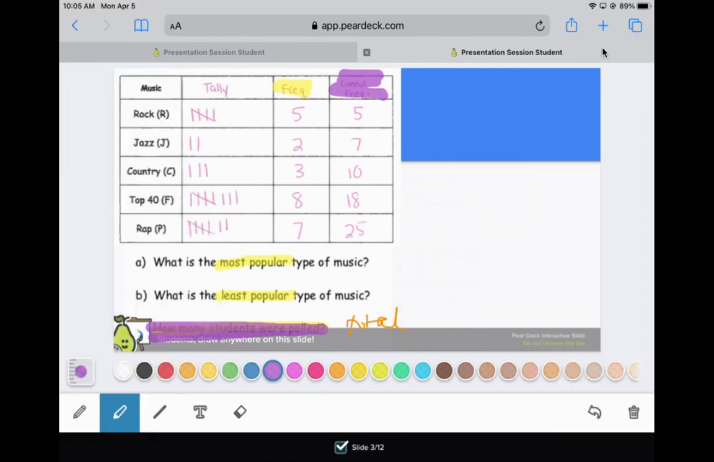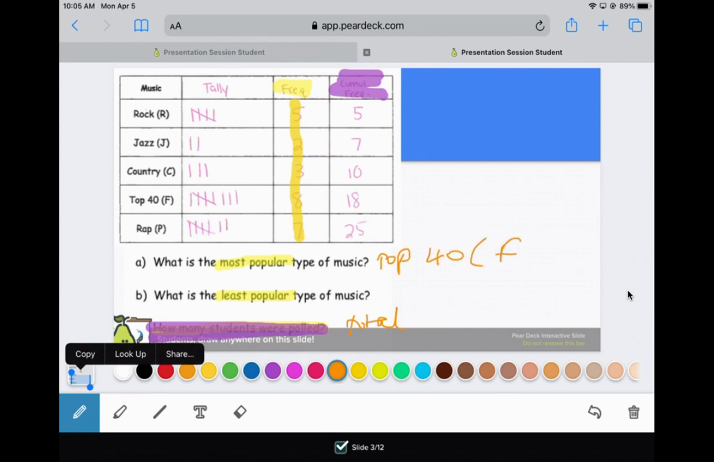So for part A, the question was asking, what is the most popular one? So which one is the most popular one, based on my frequency column? Look at all of these values. The top 40, okay, cool. So this would be top 40, good. And then the next question was, what is the least popular type of music? So it's the one that you don't like or the least people. That would be jazz. Okay, yes, that's good. Emily, yes.